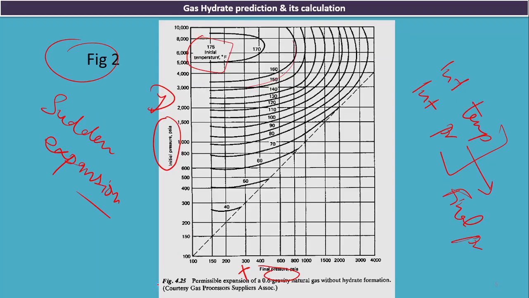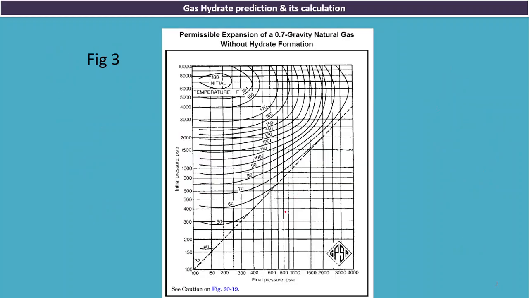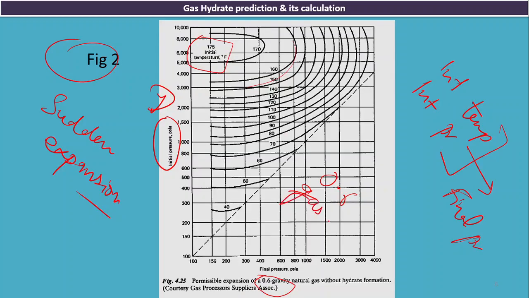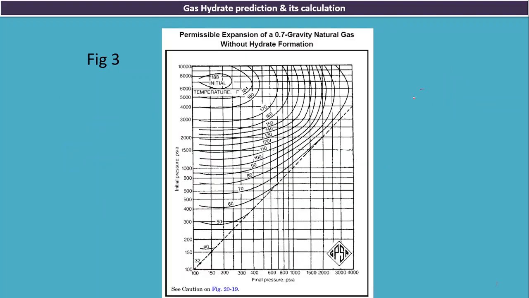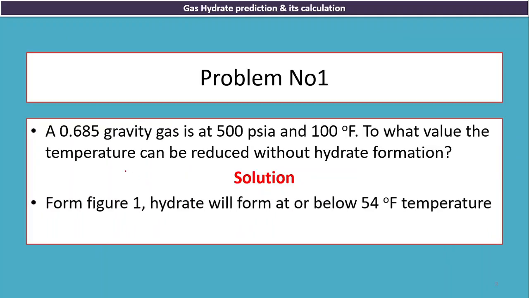Now if you look at gas composition, that is not given here, but that is given here. This graph is used for 0.6 gas gravity. But what about 0.7? So for 0.7, this is for the 0.7 gas gravity. So in this way we can find out.